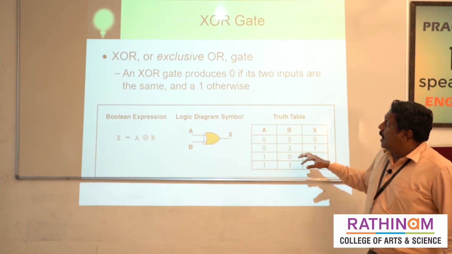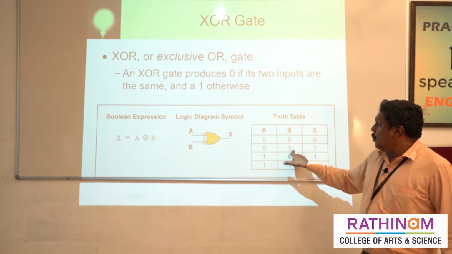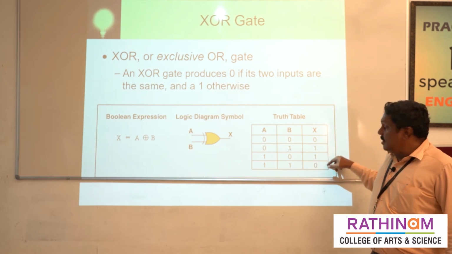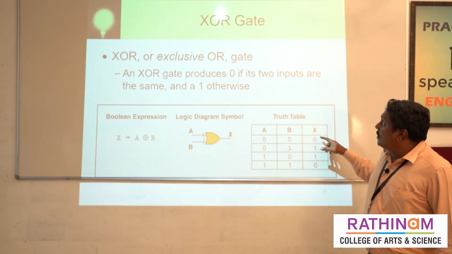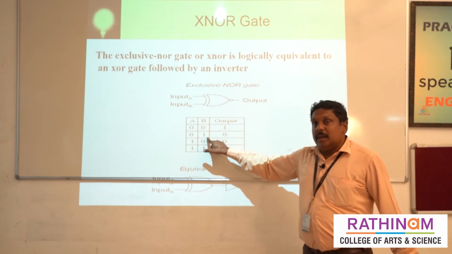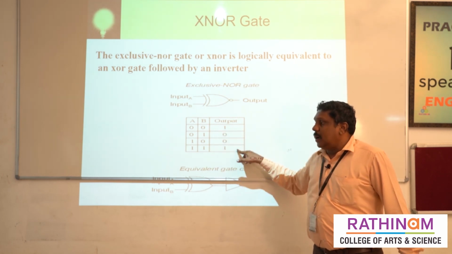Next, the XOR gate. Here, if the two inputs are different, then we get the result as 1. Otherwise, we get the result as 0. Next, the XNOR gate: if the two inputs are different, then we get the result as 0. Otherwise, we get the result as 1.